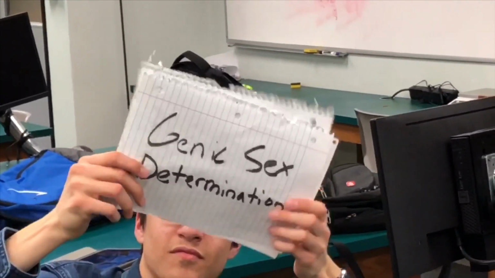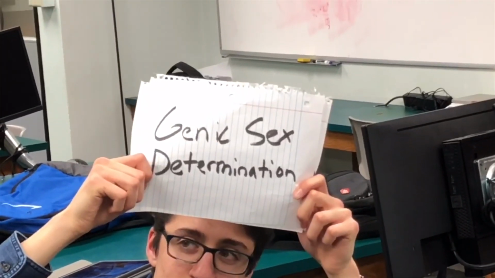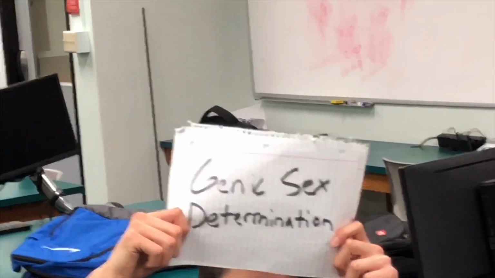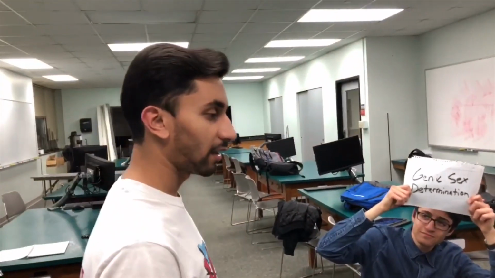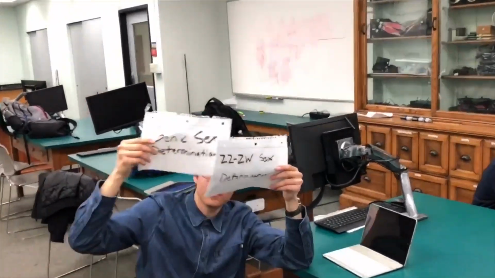So over here we have genic sex determination. Genic sex determination is when males and females have no sex chromosomes, and genotypes at one or more loci determine the sex of an individual. Does that make more sense about how that one's done? Yes, Professor. Okay, let's move on to the last heads up term.